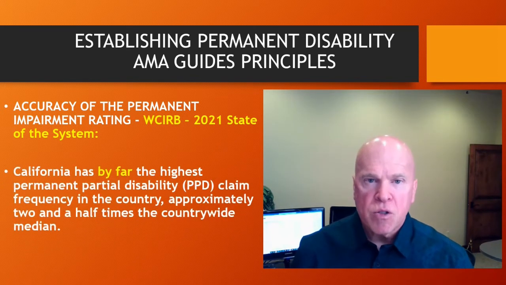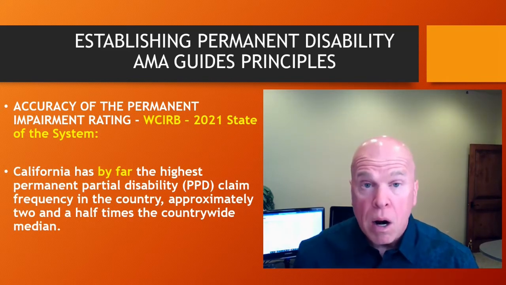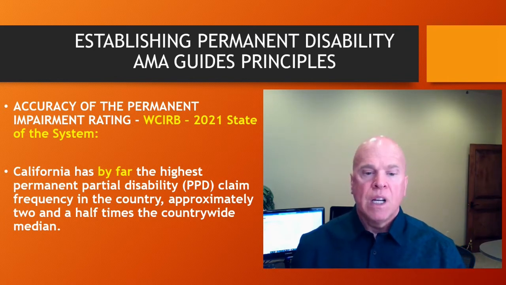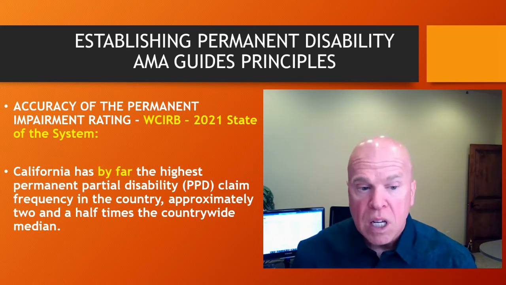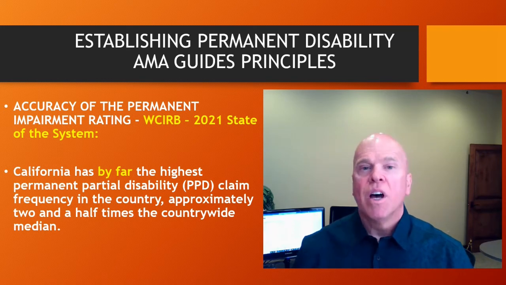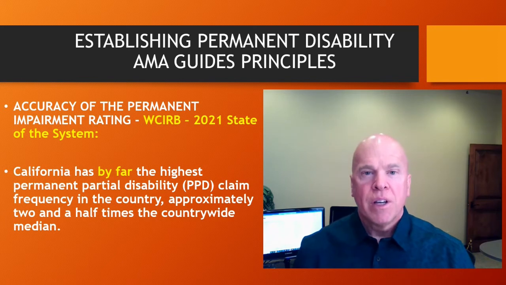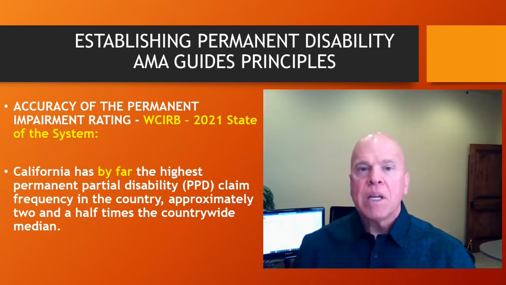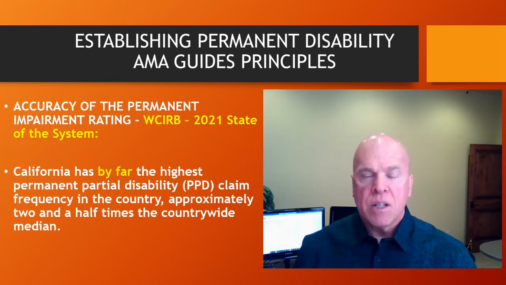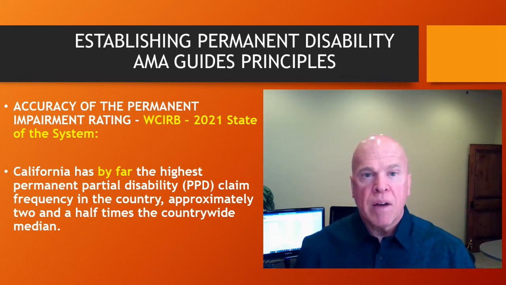And of particular interest to us for this program is a finding that California has by far the highest permanent partial disability claim frequency in the country, approximately 2.5 times, not just double, but 2.5 times the countrywide median. So what this means is the same examinee evaluated by a physician in Nevada compared to an examinee evaluated by a physician in California.